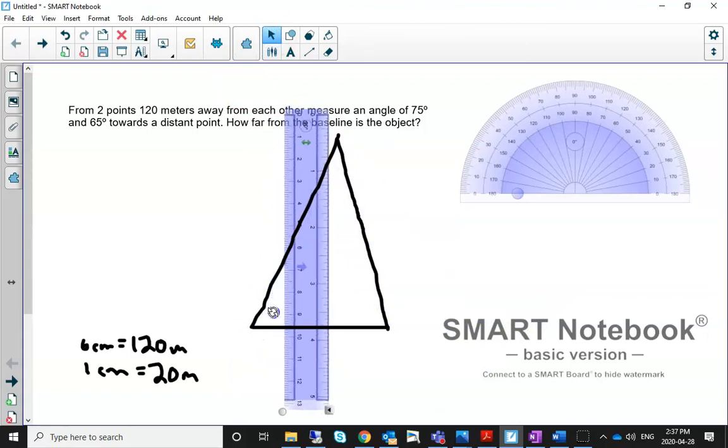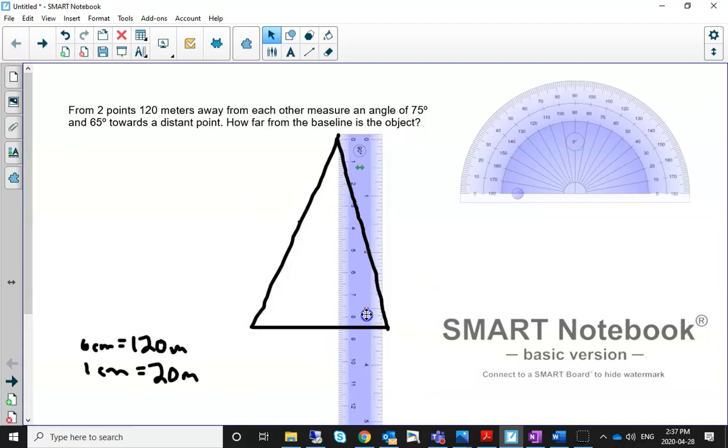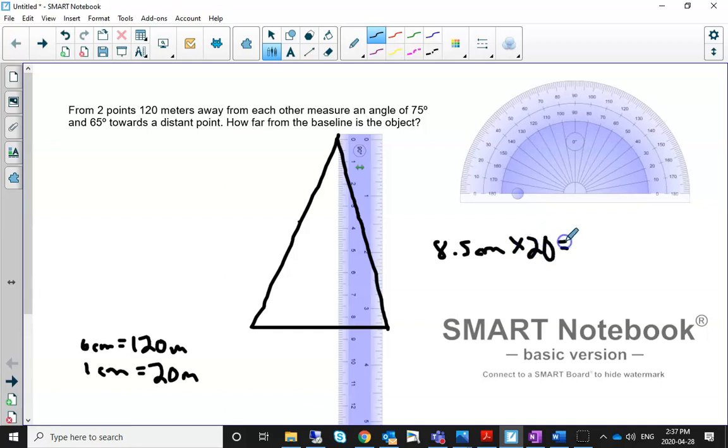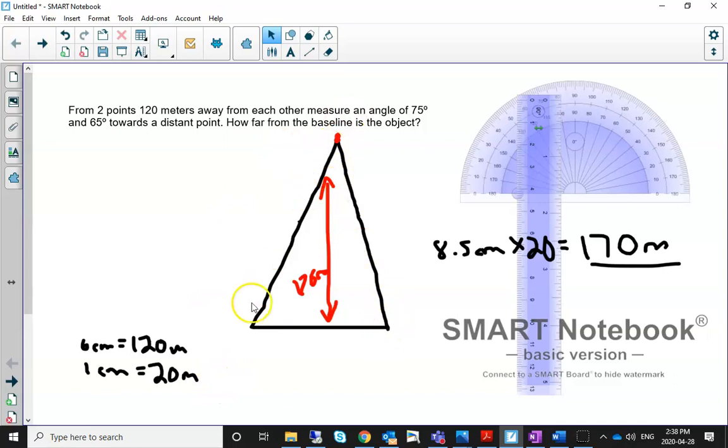Okay, so what we've done here is we've created a scale drawing where this represents 120 meters. Now, where these meet up, these actually meet up at 8.5 centimeters. So this measurement, being 8.5 centimeters away, now 1 centimeter represented 20 meters in real life. And so we're going to take that 8.5, multiply it by 20, in order to get 170 meters away. So this distant object, which we can find right here, is 170 meters away from the baseline. And essentially this is drawing a scale model using a model triangle at set angles in order for us to put this together. Hope that helps.